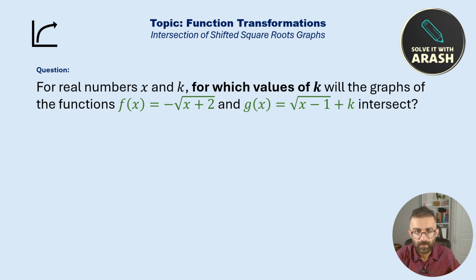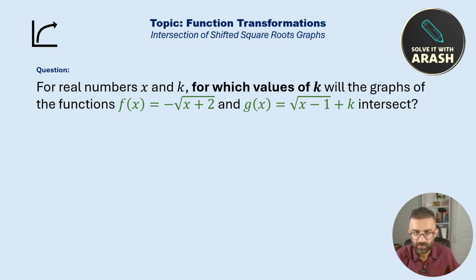All right, here is the question. For real numbers x and k, for which values of k will the graphs of the functions f(x) equals negative square root of x plus 2 and g(x) equals square root of x minus 1 plus k intersect? To solve this question, let's first talk about the graphs of each of these two functions.